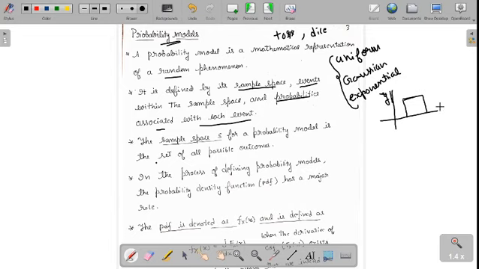So this would be your y axis and this would be x axis. If the graph looks in this shape, it's called uniform. We'll be calling this a uniform probability model. If it is in this form, it will be called Gaussian. Next, if the graph is in this form, we'll be calling this exponential.